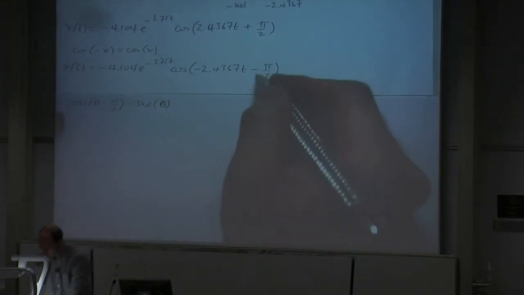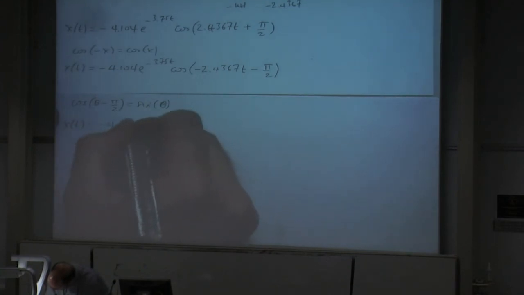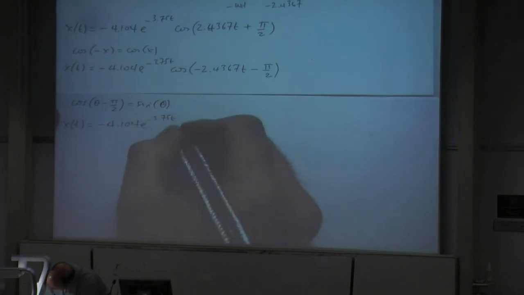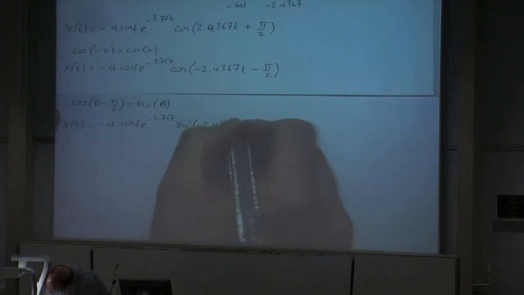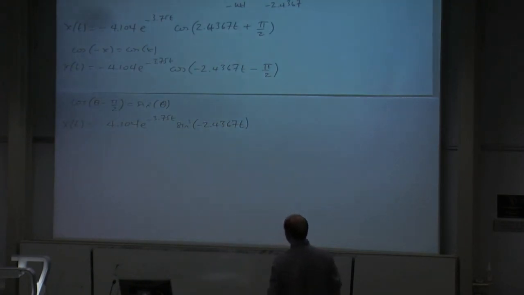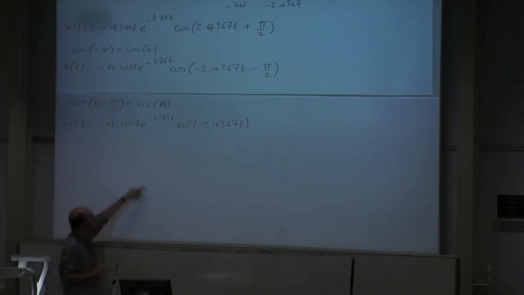And so, we notice we've got a minus sine by theta here, so we can say now that x of t is minus 4.104 e to the minus 3.75 t sine of minus 2.4367 t. We're getting close. We've got the sine, and we've got rid of that alpha term. But we've still got a couple of problems. We've still got a minus sign here and a minus sign in there to match what we had before.